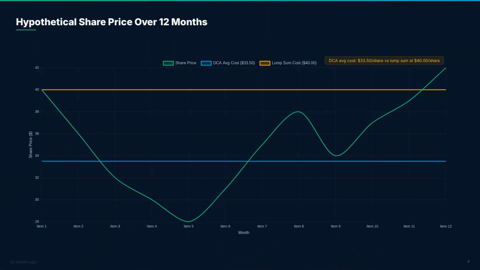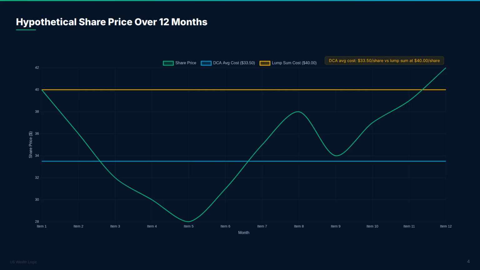Let's look at a concrete example to see DCA in action. Imagine you have $200 to invest in a fund. Option 1. You invest all $200 at once in January. Option 2. You invest $100 per month for 12 months.